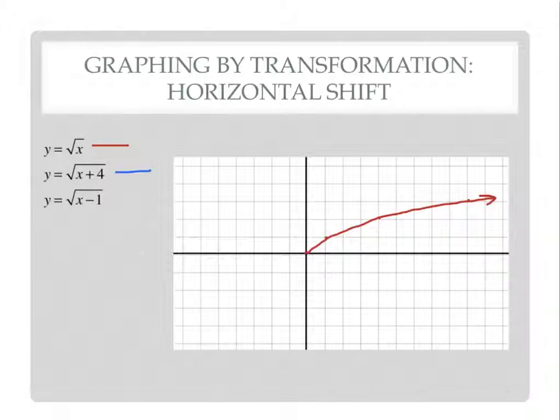So remember what happened here, counterintuitive. We have a +4 inside that radical sign. So instead of moving to the right, which is what you'd expect for plus, it moves every one of these points to the left 4. So I can plot my points there, and then this one, right there. And I got my graph. Good.